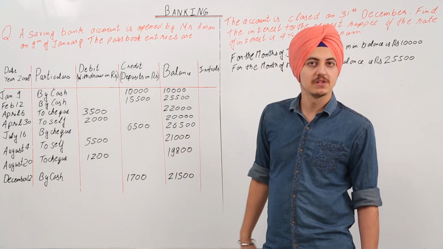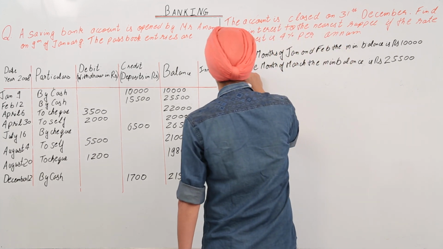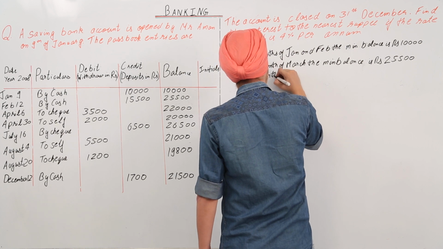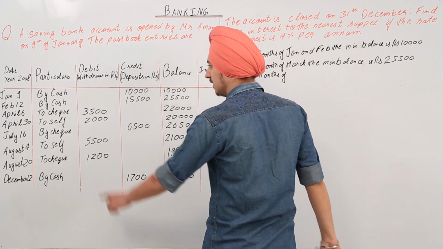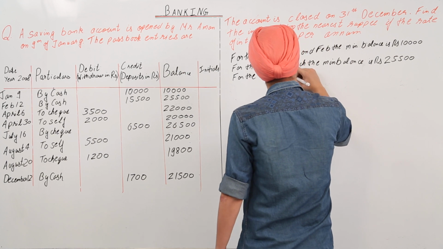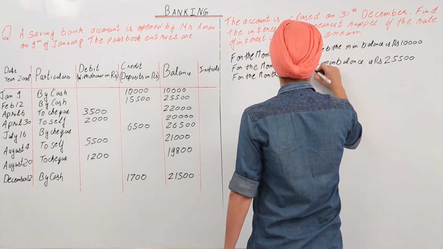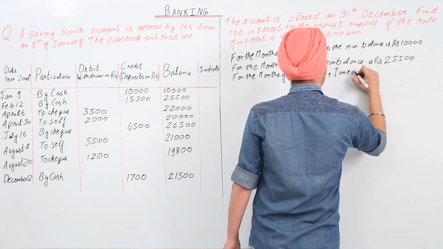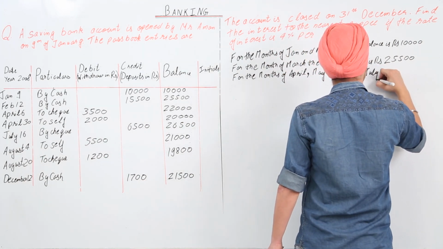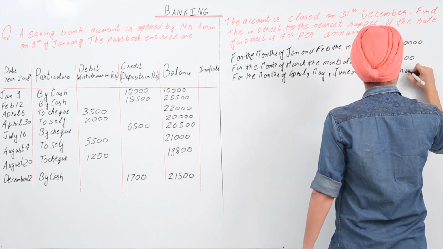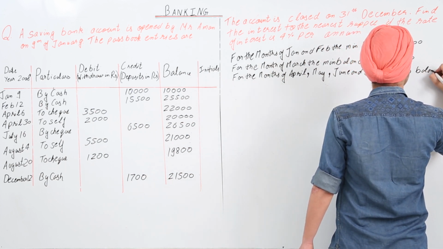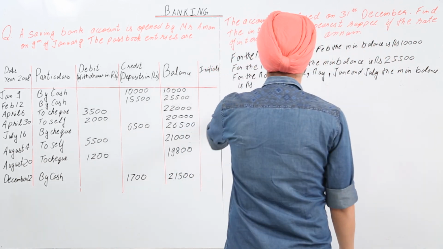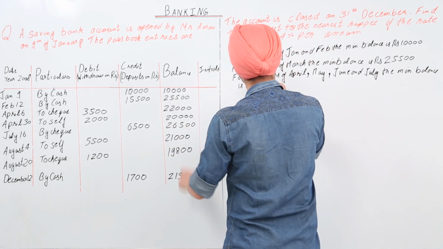So now what happens is that for the months starting from April, May, June and July, the minimum balance is rupees 20,000, right?